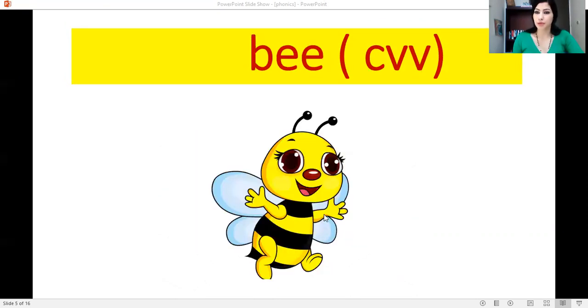Here I have another picture, bee. The beginning sound here is B, and then I have two E's, or double E, so B, E, bee. The first letter here, which is the beginning sound, is a consonant, and then I have vowel, vowel, okay, so C, V, V. It means consonant, vowel, vowel.